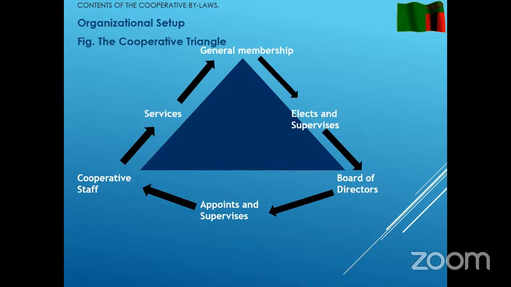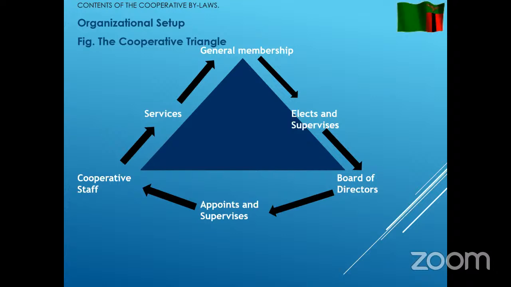Yes, sir. Now, in your bylaws, there's a portion that talks about organizational setup. So I want to summarize this organizational setup in what we call the cooperative triangle. On top, we have the general membership, which elects and supervises the board of directors. So the boss to the board of directors is actually the general membership, not vice versa. Then the board appoints and supervises the cooperative staff.